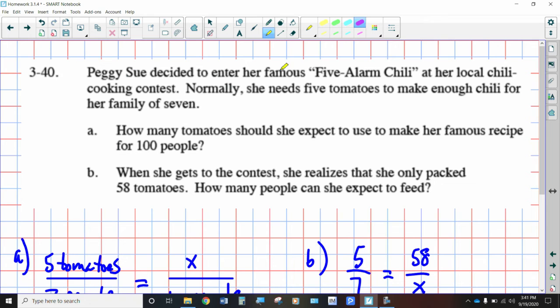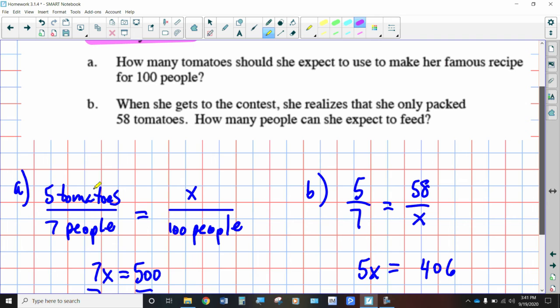Peggy Sue decided to enter her famous 5-alarm chili at her local chili cooking contest. Normally, she needs 5 tomatoes to make enough chili for a family of 7. So that is a rate, right? Whether you put the people on the top or the tomatoes on the top doesn't really make any difference, to be honest with you, when you're using proportional reasoning. But it would make a difference if you were using a unit rate, like the amount of tomatoes per people or the number of people per tomato for the chili.